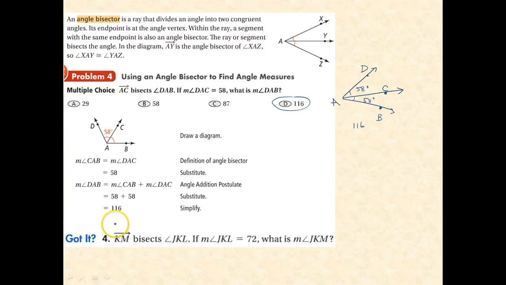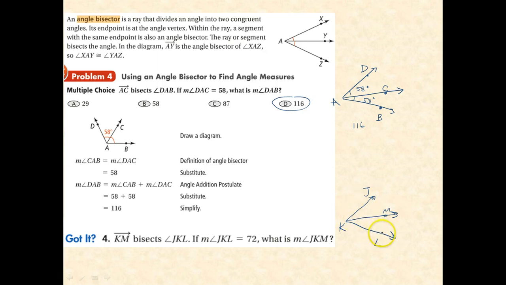Okay, number 4. Ray KM bisects angle JKL. Pause it, see if you can figure it out. Here we go. Angle JKL. And then ray KM bisects it.